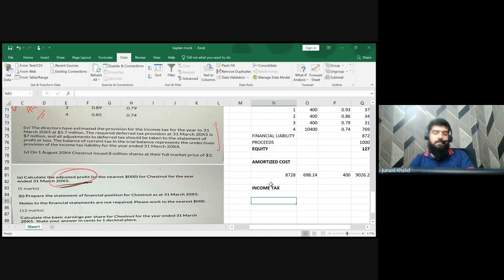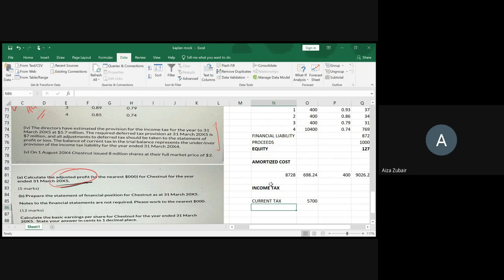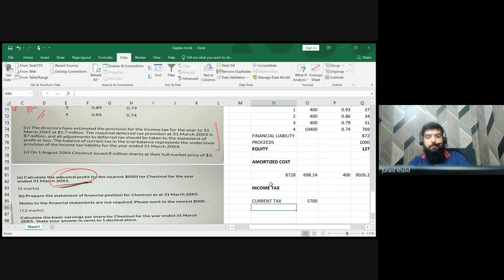Which tax is it? The current tax. Very good, excellent. It's the current tax, and the amount of the current tax is 5,700. Okay. Now, the second one, can you please move on? The required deferred tax provision at 31st March 2005 is 7 million. Can you please let me know what is that 7 million?